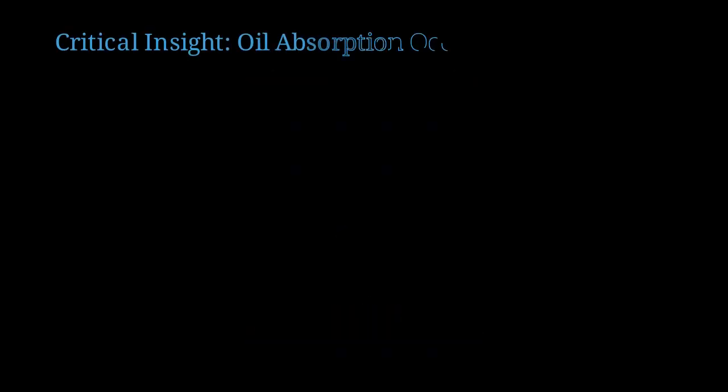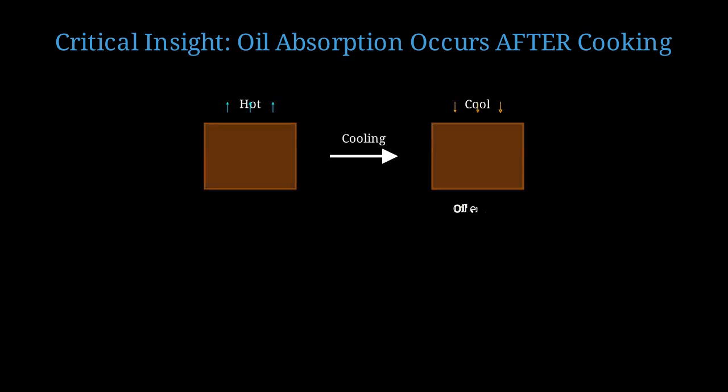Here's the critical insight. Most oil absorption occurs after cooking, during the cooling phase. When you remove food from oil, the vapor flux stops. As the food cools, the internal pressure drops. The vapor that was escaping condenses back to liquid, creating a partial vacuum. This vacuum sucks oil into the porous structure.